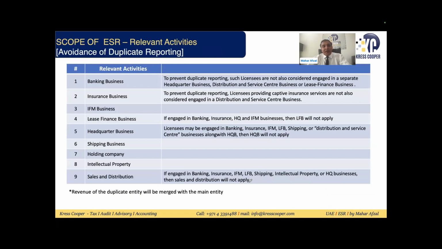There, duplication reporting, you can go through this. If you are doing banking business, you are not liable to do reporting in any other sector. All will fall under the banking, but income will be merged. If you are doing insurance business, for duplicate reporting, if the licensee provides captive insurance services, it will not be considered a separate business. It will fall basically under distribution and service sector business. So it will be considered the licensee providing captive insurance business. You need to avoid the duplicate reporting and report the revenue under the main entity.